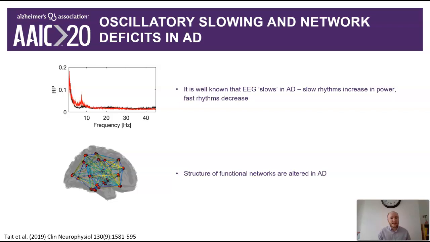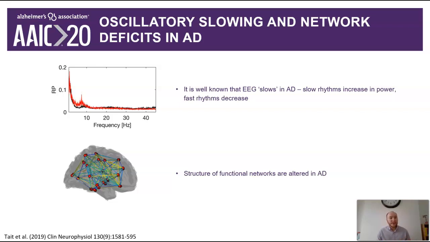So typical analyses of resting state EEG might involve looking at the power spectrum, where it's seen that the EEG slows, so oscillations in the brain slow down, slow rhythms increase in power and fast rhythms decrease, or to look at synchrony between brain regions called functional connectivity. And structure of these networks are altered in Alzheimer's disease.